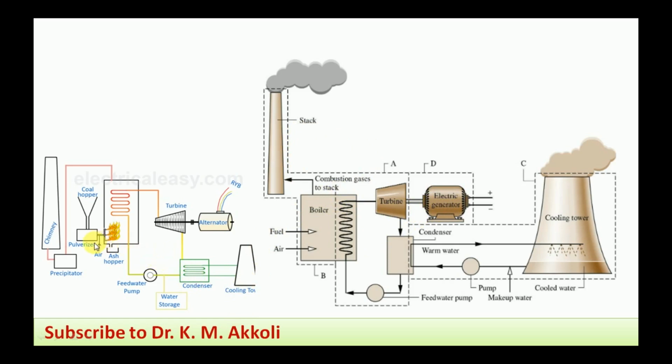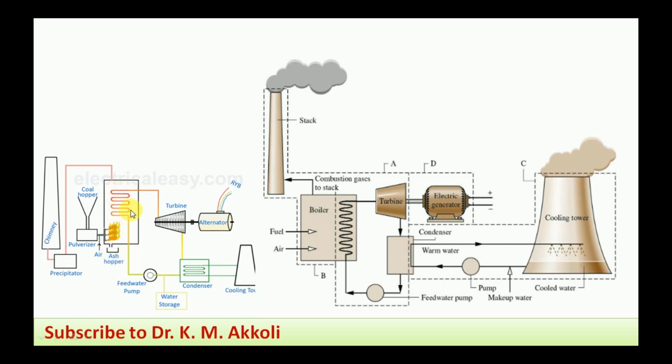The same thing will be there. Here the coal hopper is there. Pulverizer means the coal is powdered to have more efficient combustion. If more surface is exposed, then more combustion will take place. Pulverizer means crushing the coal into a powder form, and that is supplied, with air also supplied along with it. Then the combustion of the coal takes place inside the furnace. The remaining ash falls into the ash hopper.